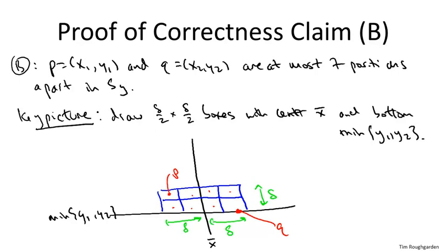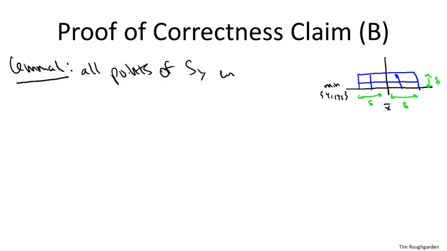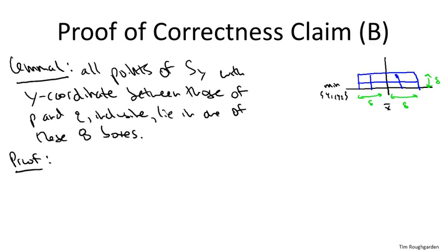Let's start with lemma 1. Lemma 1 is the easy one, and it states that all of the points of S_Y which show up in between the y-coordinates of the points we care about, P and Q, have to appear in this picture. They have to lie in one of these 8 boxes. So we're going to argue this in 2 steps. First, we're going to argue that all such points have to have y-coordinates within the relevant range of this picture, between the minimum of y1 and y2 and delta more than that. And secondly, that they have to have x-coordinates in the range of this picture, namely between x bar minus delta and x bar plus delta.